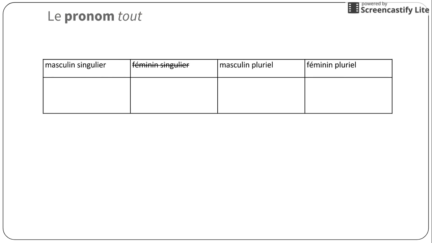There's also the word tout as a pronoun, and this is when it's the subject of the sentence. So if you want to say everything, such as everything is cheap or everything is beautiful in the store, we have the word tout, just T-O-U-T. When tout is a pronoun, there's no feminine singular form.